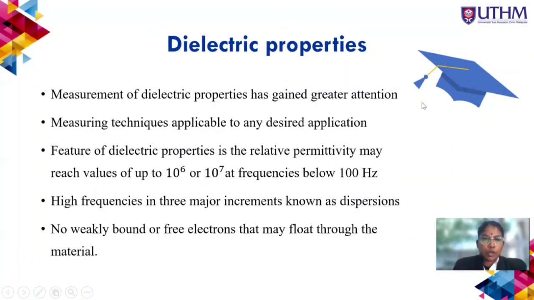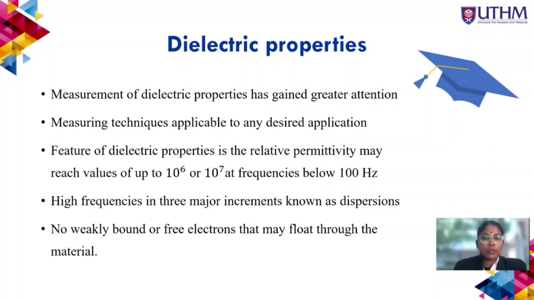Dielectric properties have gained greater attention in the ripeness of oil palm fruit bunch. The measuring techniques applicable to any desired application are determined by the nature of the dielectric substances to be tested, both physically and electrically. The dielectric characteristics are consequences of electromagnetic radiation interacting with its components at the cellular and molecular levels. The relative permittivity may reach values up to 10 to the power of 6 or 10 to the power of 7.